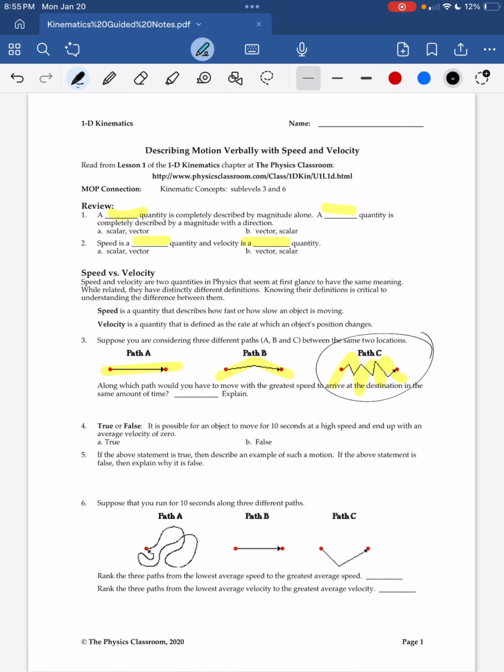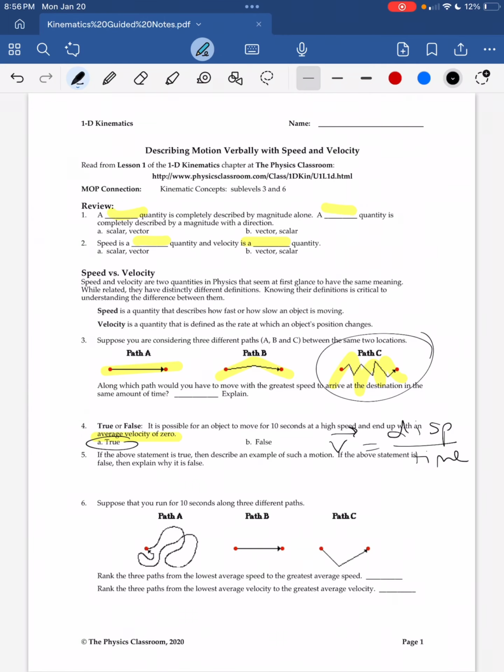Number 4, true or false? It is possible for an object to move for 10 seconds at a high speed and end up with an average velocity of 0. So average velocity, and remember our equation for velocity was displacement over time. Displacement, as long as you end where you started, is going to be 0. So this one is true, because as long as in that 10 seconds they end up back where they started, their displacement is going to be 0. So you can explain that on number 5.